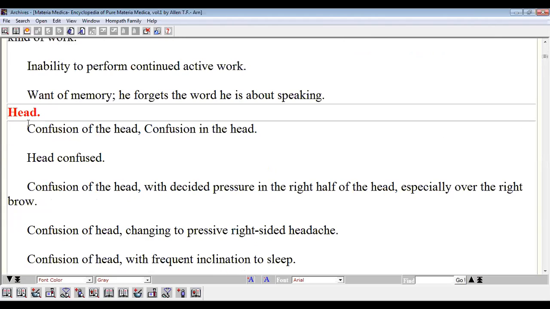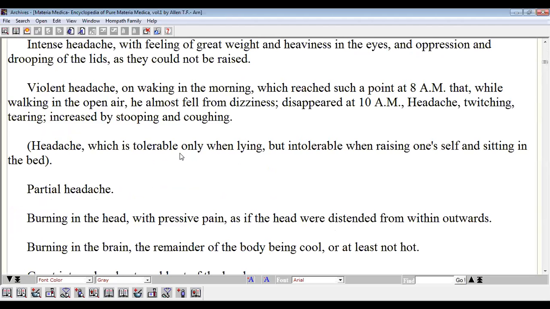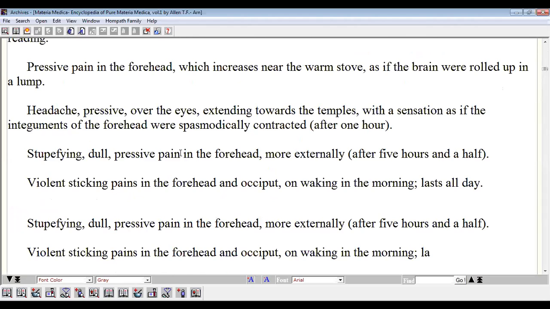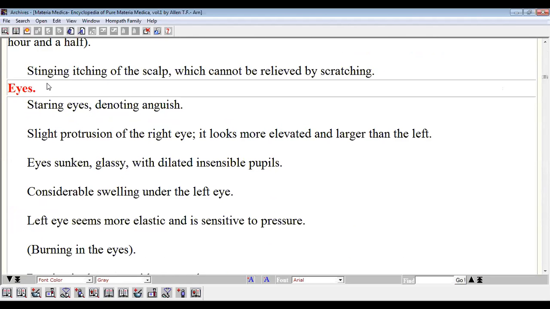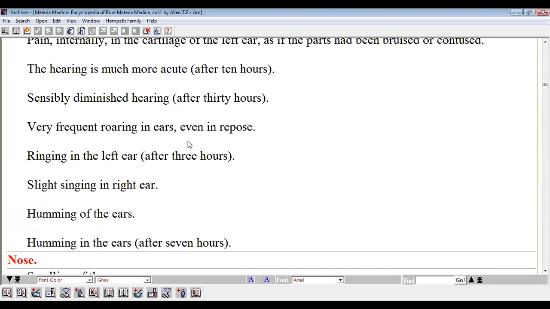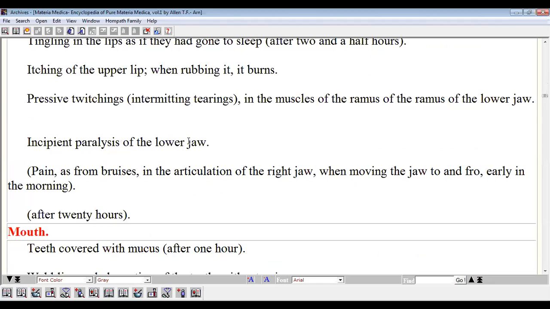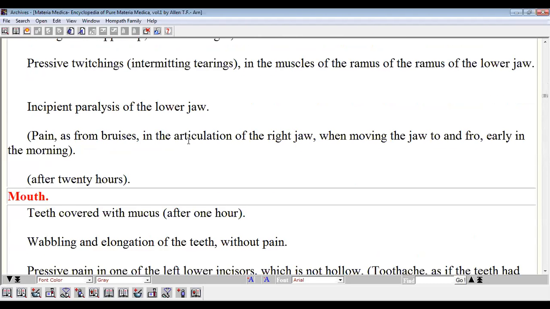Then the second heading is head. All the symptoms of head of arnica are listed here, again a huge list. Then the next red heading you can identify is the eyes, and again the various symptoms of eyes are given. Next heading is ears. Next heading is nose. Next heading is face. So all these headings indicate what? All these headings indicate the anatomical part, and under that heading what is listed is the symptoms of that specific remedy, and this list will go on and on.